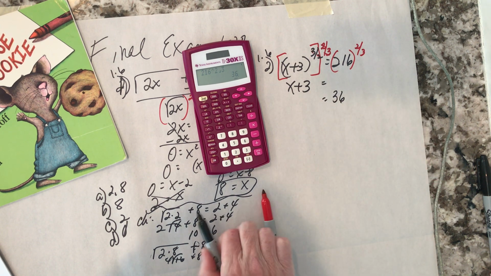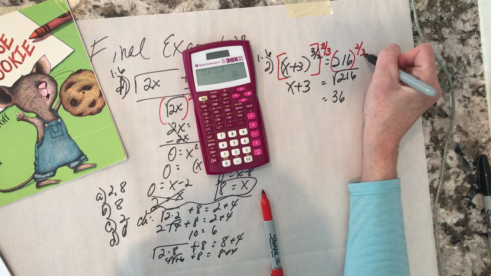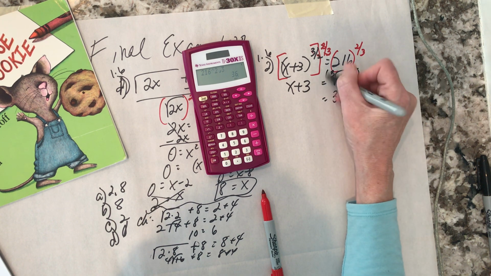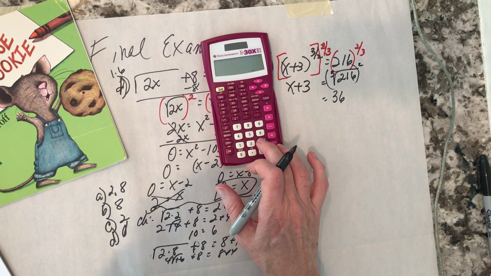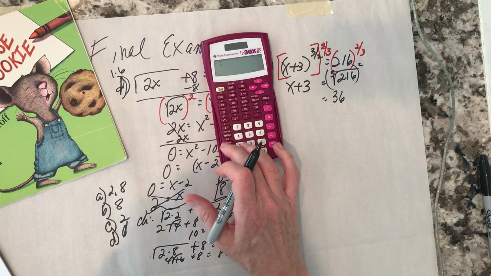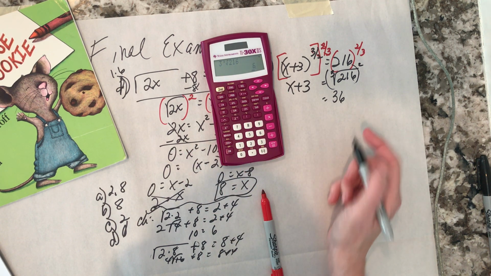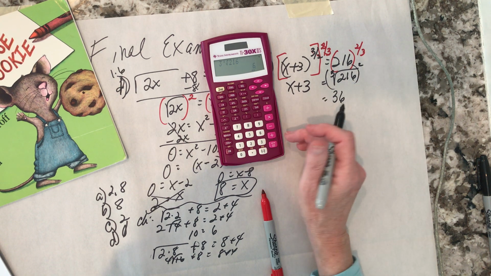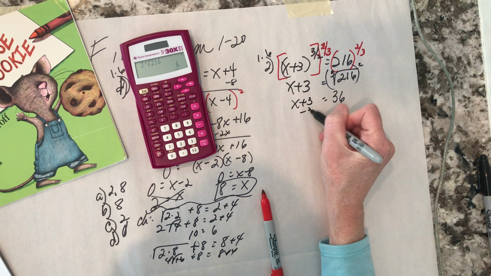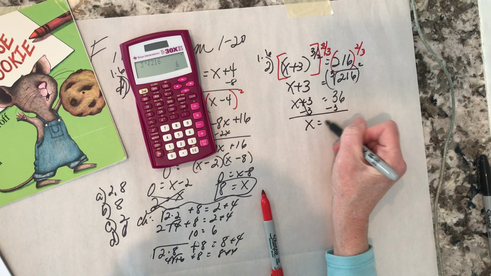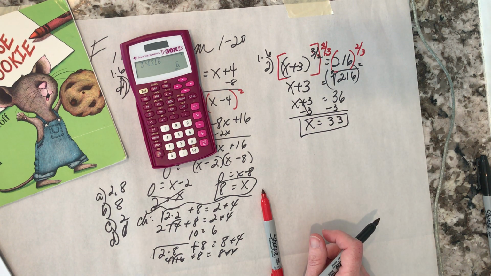Or you can know that you need to put 216 under the radical. The denominator is the index, and then we'll square it. So you're doing the cube root of 216, which equals 6. And then we're going to say 6 squared, which you know is 36. We're still solving for x, so move that across. X equals 33, and that's a good answer.